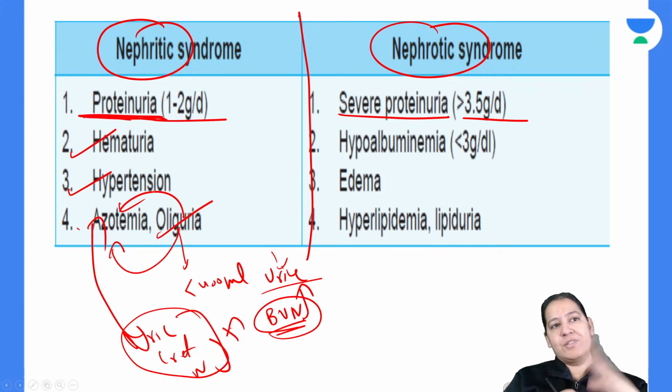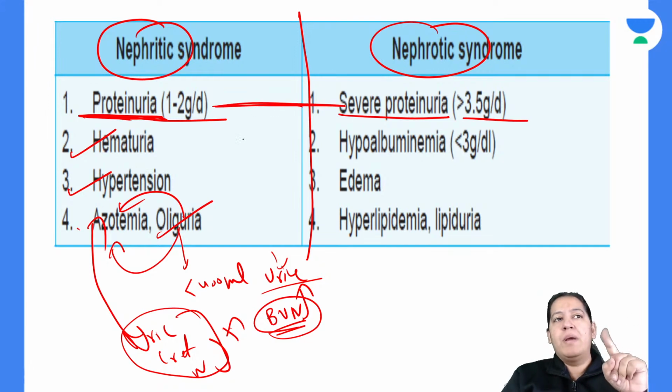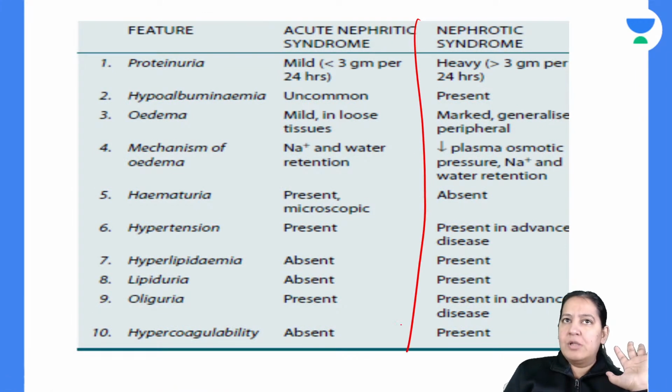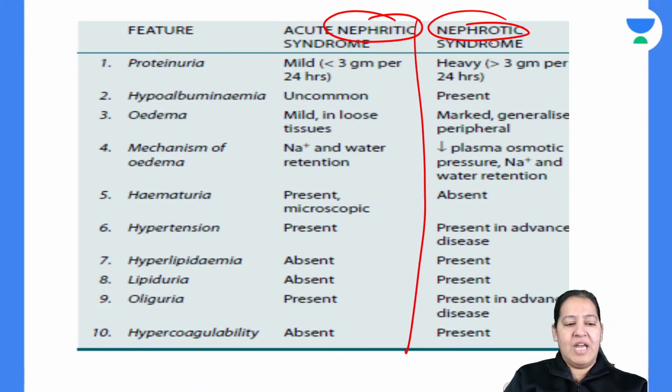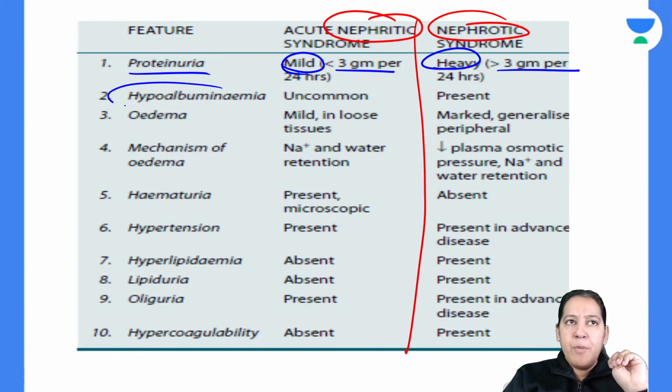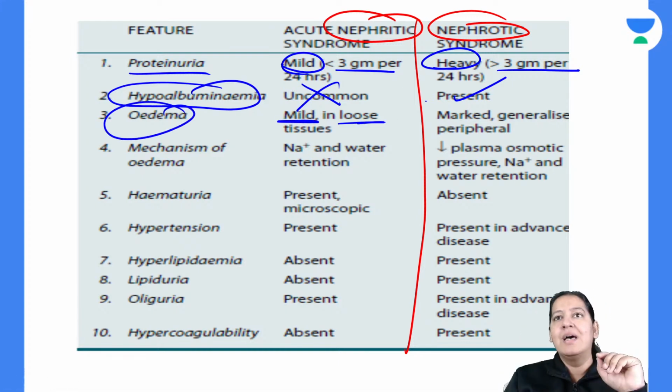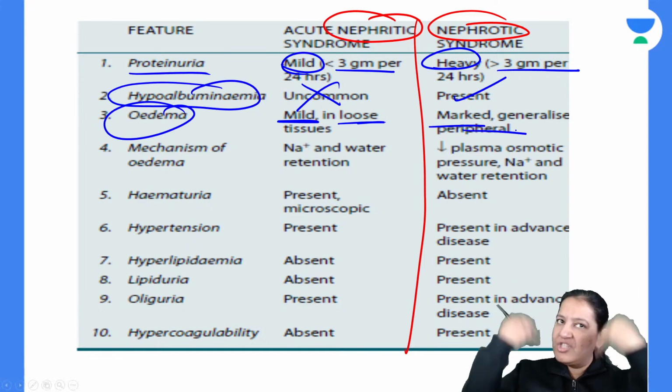Have you got it? So azotemia and oliguria both are features of nephritic. Coming to nephrotic, proteinuria is common. Edema is also common to both. But hypoalbuminemia, hyperlipidemia and lipiduria are features of nephrotic. You can see this table also. Nephritic, nephrotic. Here proteinuria is mild, here it is heavy: less than 3 gram per 24 hour, more than 3 gram. Hypoalbuminemia is absent there, but present here. Edema is present in both, but here it is mild in loose tissue like the eyes. Here it is marked and generalized throughout the body.